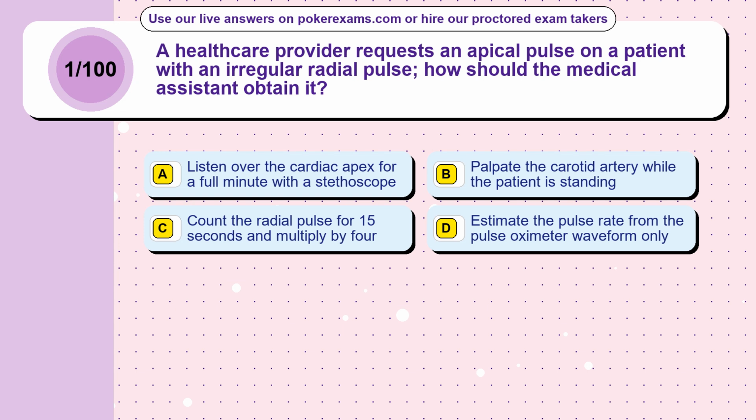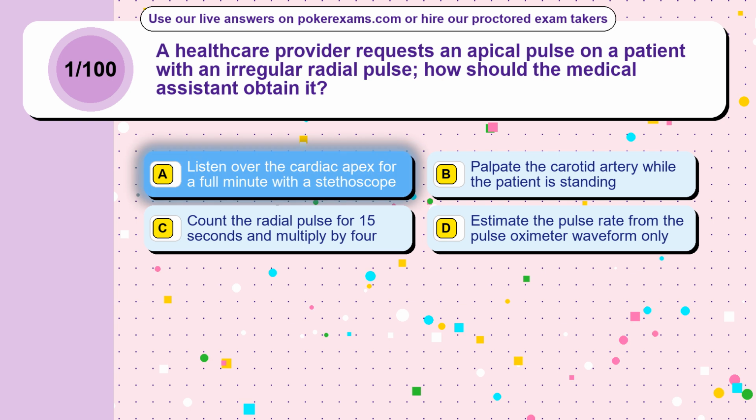Question 1. A healthcare provider requests an apical pulse on a patient with an irregular radial pulse. How should the medical assistant obtain it? Option A. Listen over the cardiac apex for a full minute with a stethoscope. Option B. Palpate the carotid artery while the patient is standing. Option C. Count the radial pulse for 15 seconds and multiply by 4. Option D. Estimate the pulse rate from the pulse oximeter waveform only.